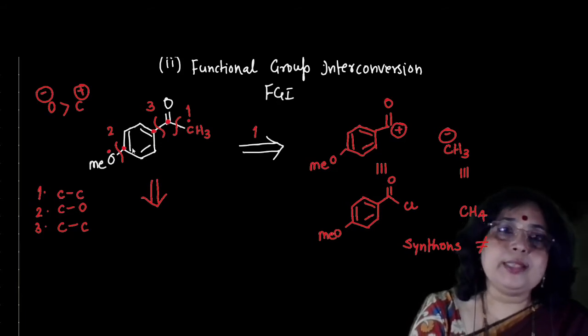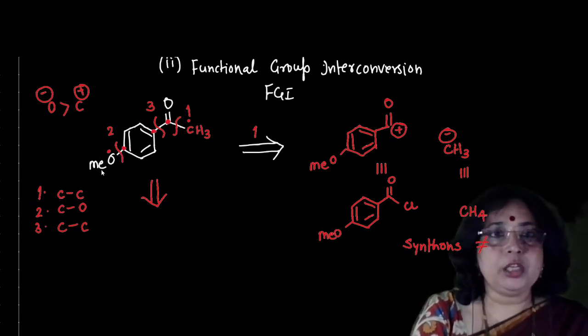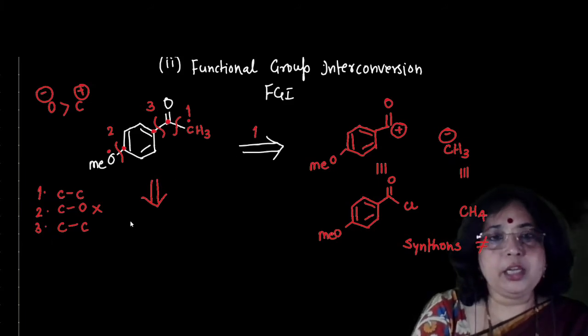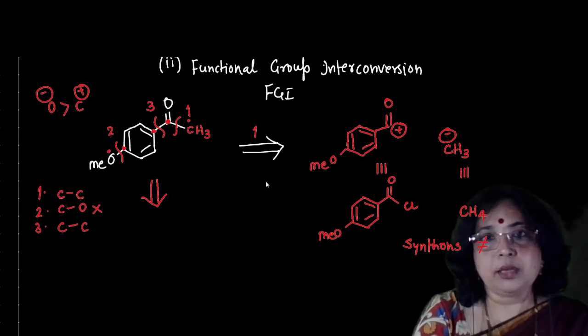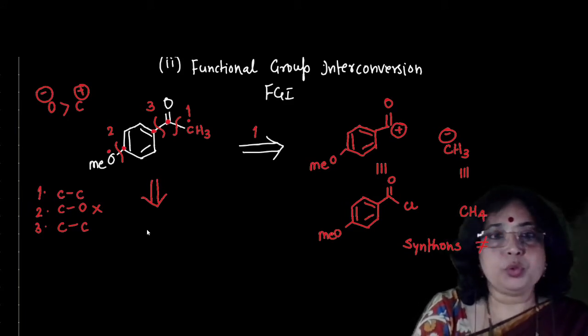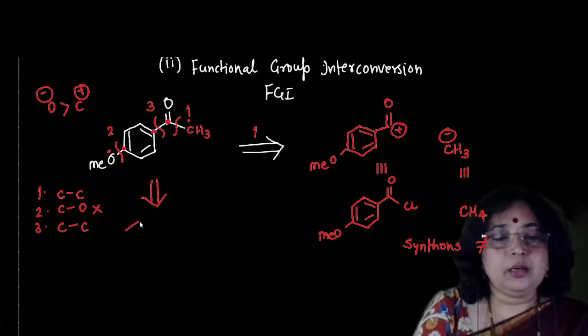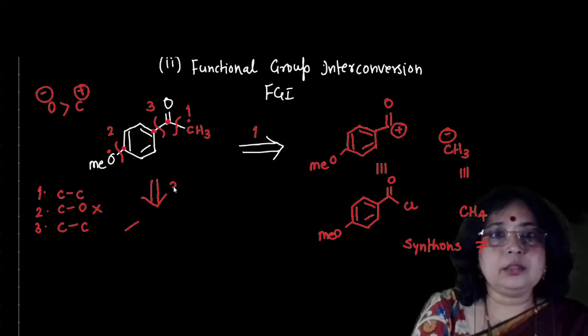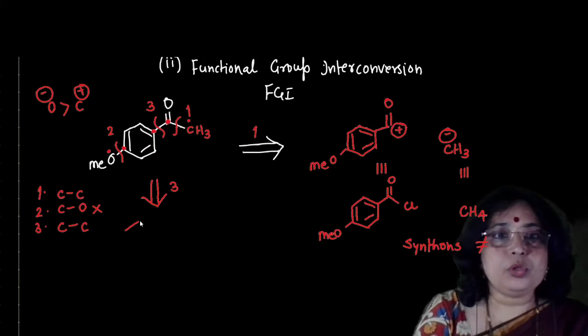All right. So in such cases, this disconnection is not at all a favorable disconnection. Now there is a competition between 1 and 3. Now let us see if we are able to obtain better synthons as compared to approach 1. So we'll select the second one. Now let us see the third disconnection approach.